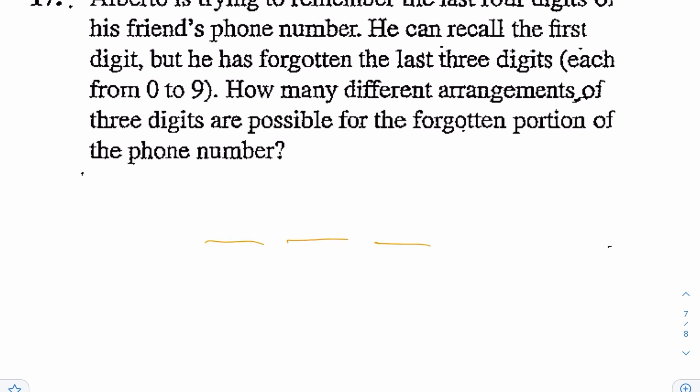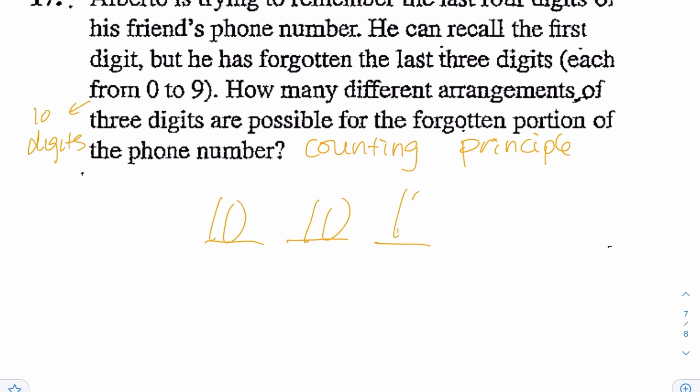So this is your counting principle. And you just write out the 3 spots that are available and how many choices you have for each. So from 0 to 9, there are 10 digits. Because they could repeat, each of these spots can have 10 potential numbers. So you just have to do 10 times 10 times 10 for the counting principle.